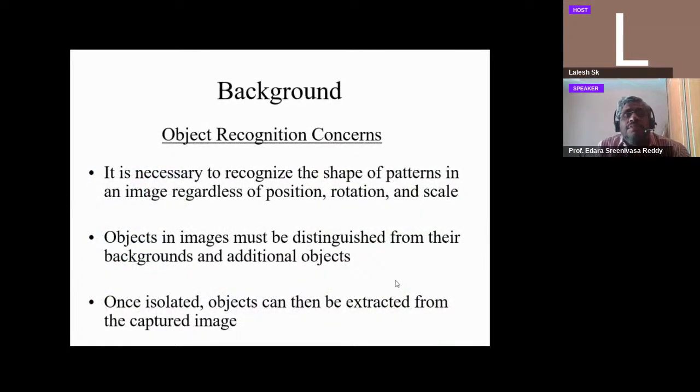So it is necessary to recognize the shape of the patterns in an image regardless of position, rotation, and scale. When you go to image processing, if APSSDC allows, I can explain image processing applications and image processing basics clearly in another session, in another lecture. So it is necessary to recognize the shape irrespective of position, where it is, rotation, and scaling.